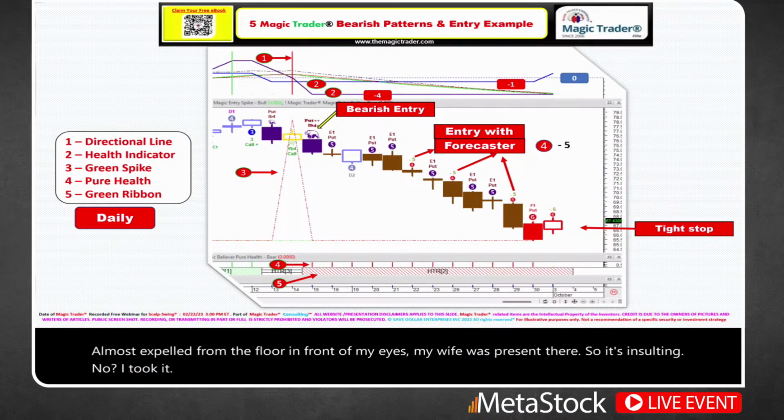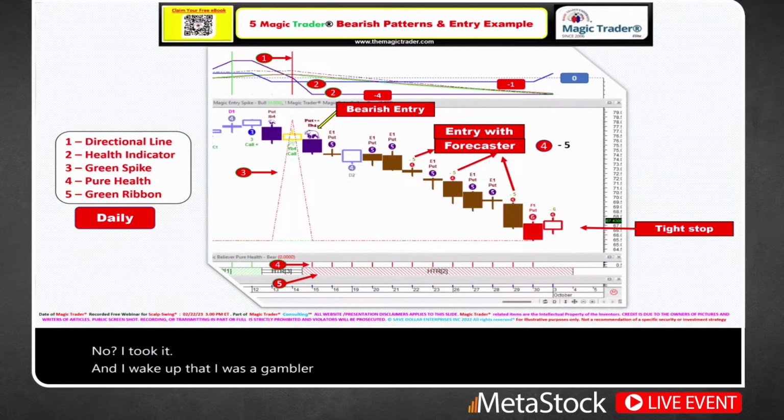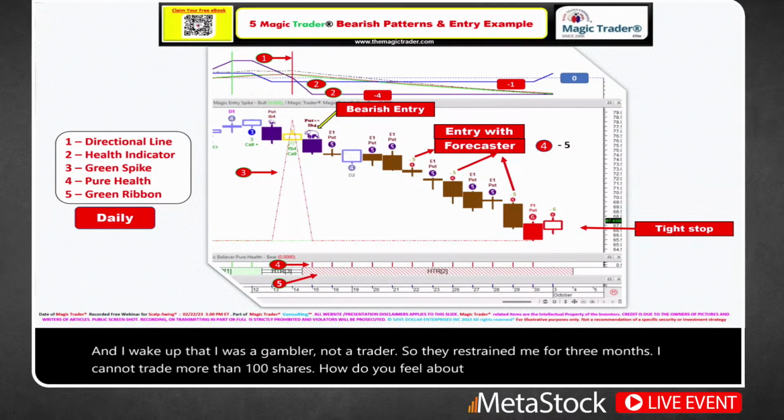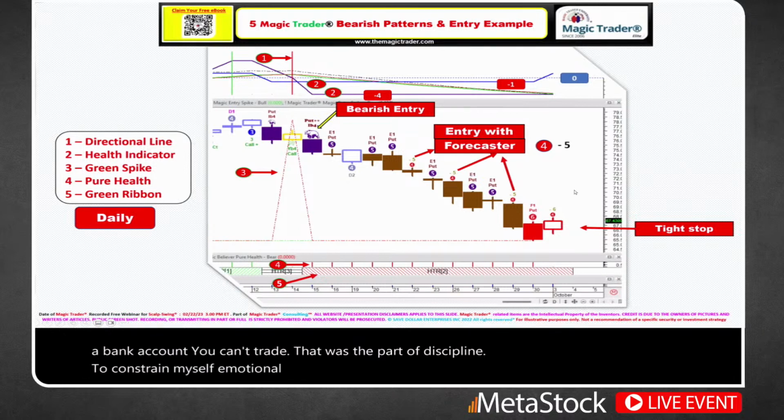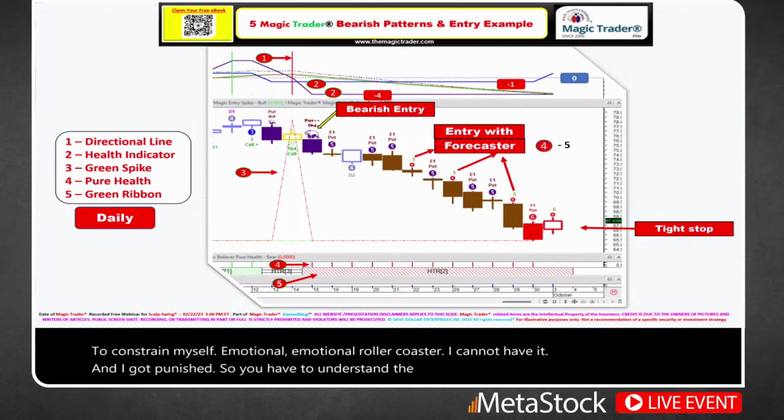and I woke up that I was a gambler, not a trader. So they restrained me for 3 months. I cannot trade more than 100 shares. How do you feel about it? We have a lot of money in a bank account, you can't trade. That was part of discipline, to constrain myself. The emotional roller coaster, I cannot have it. And I got punished. So you have to understand the ultimate, I cannot thank enough.